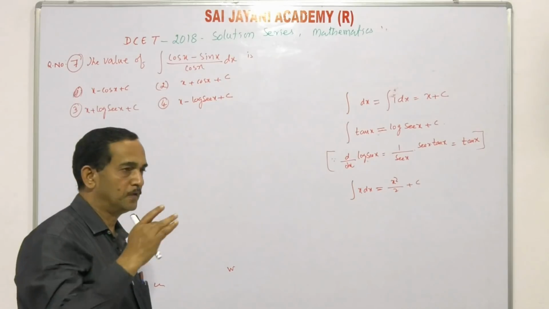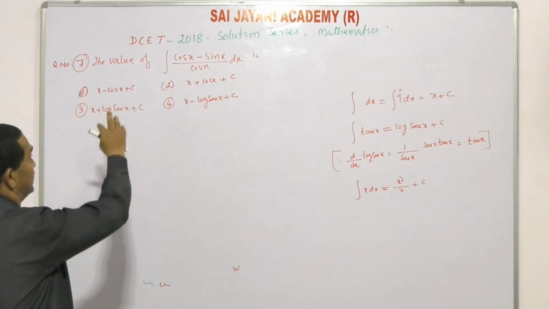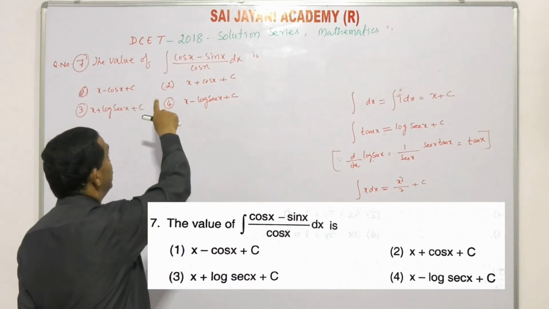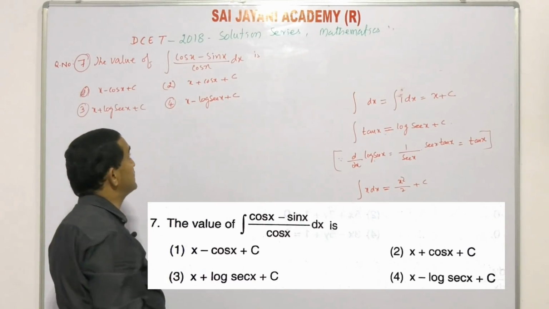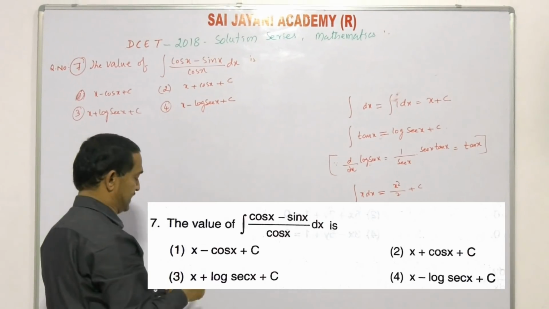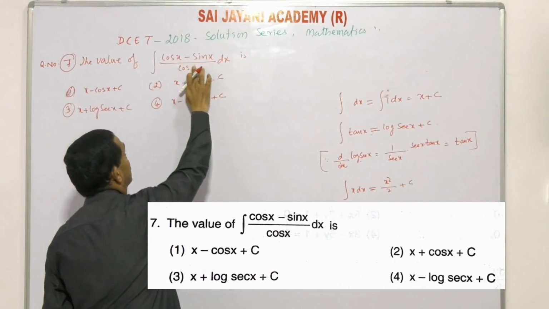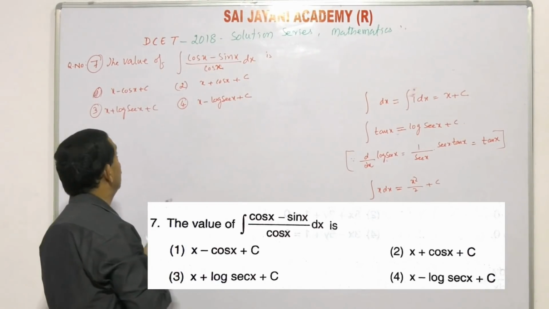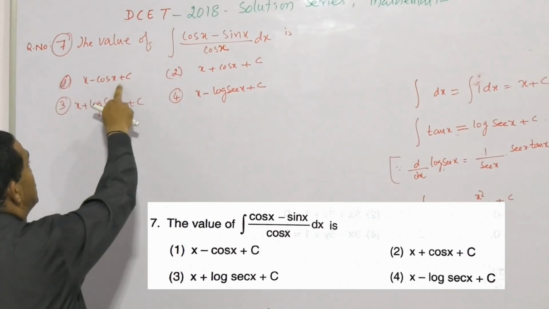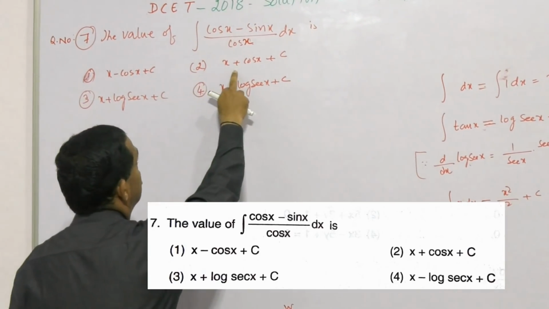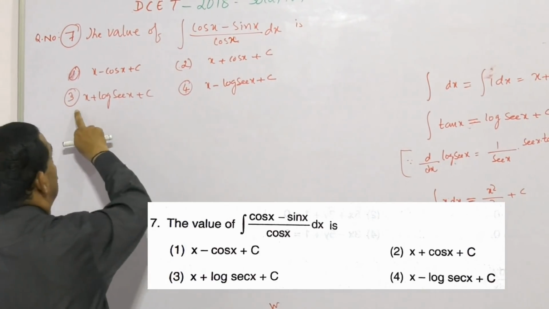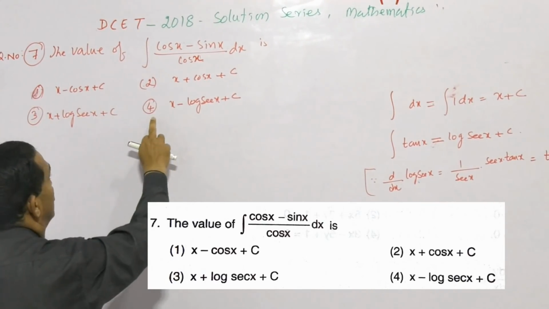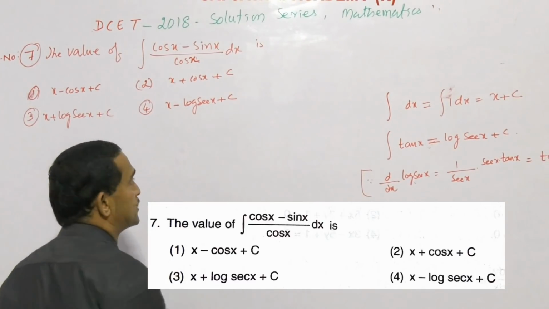Now we shall come to question number 7 in the integration part. The question is: the value of the integral of (cos x minus sin x) over cos x dx. He has given 4 answers. The first one is x minus cos x plus c, the second one is x plus cos x plus c, the third one is x plus log secant x plus c, and the fourth one is x minus log secant x plus c.